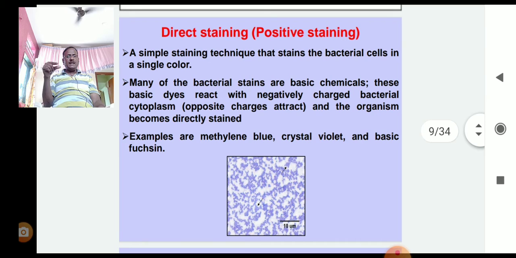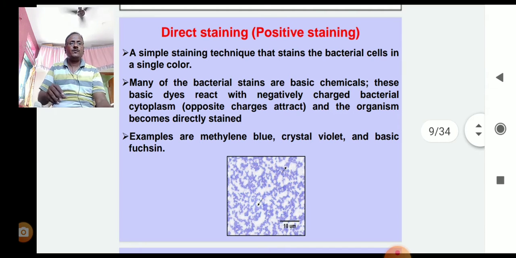After air drying, you add 1 drop of cedar wood oil, and the slide is ready for observing under the microscope. You have to observe the slide using the 100x, the oil immersion objective of the microscope. So this is the direct staining procedure.